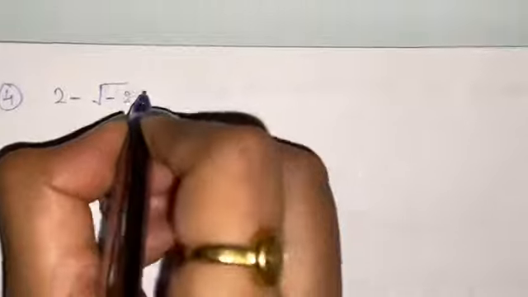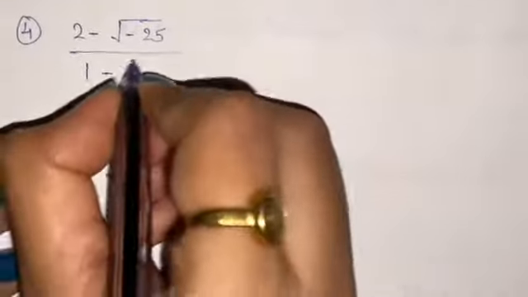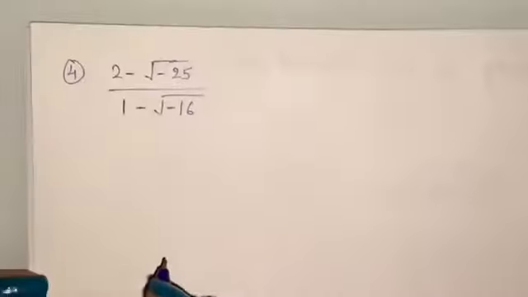Question number 4. (2 minus square root of minus 25) divided by (1 minus square root of minus 16).